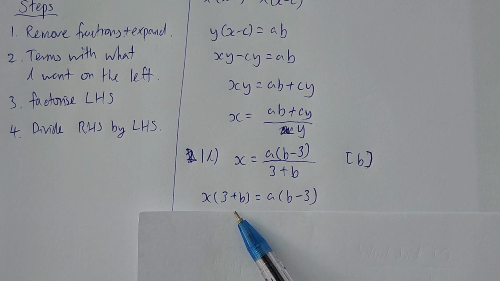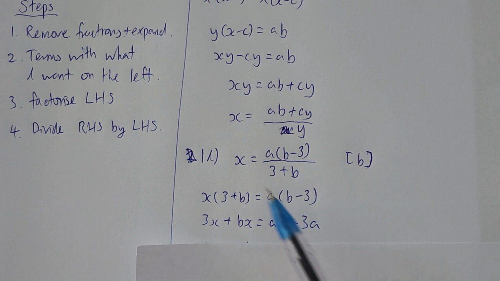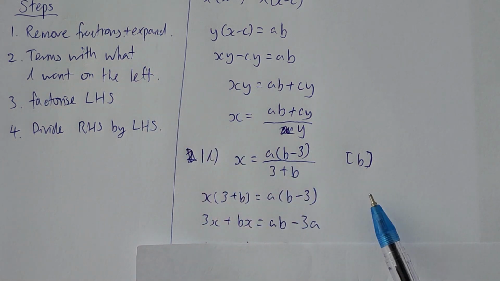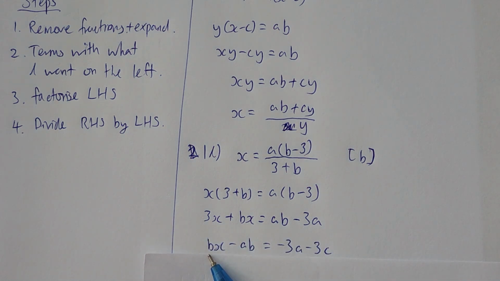Right? After which I expand. After I expand, now I can go to the second step. I want B. So terms with B should be on the left, terms without B should be on the right. So basically this term is correct, this term, negative 3a, is correct. This 3x needs to go to the right, and this AB should go to the left. So what I have will be this bx minus AB. Remember to change the sign. Negative 3a minus 3x.